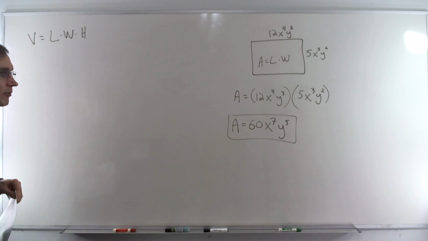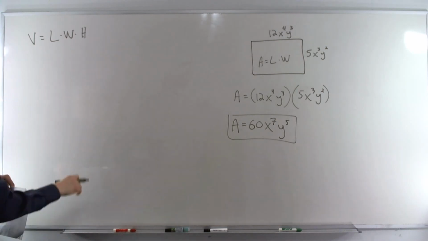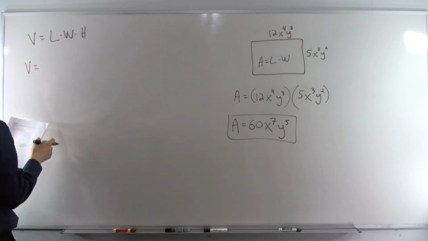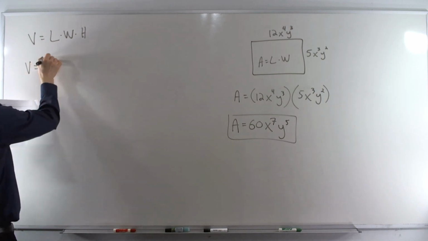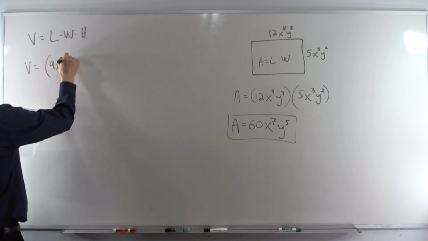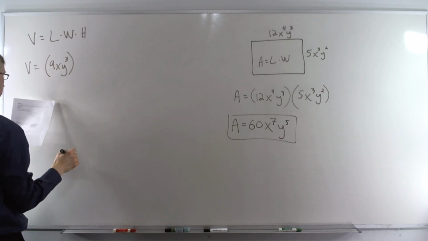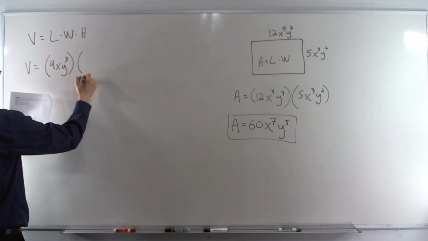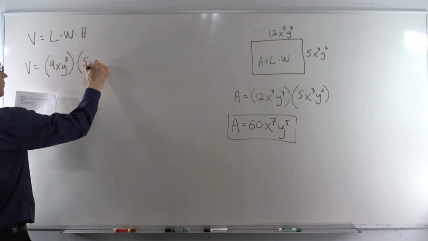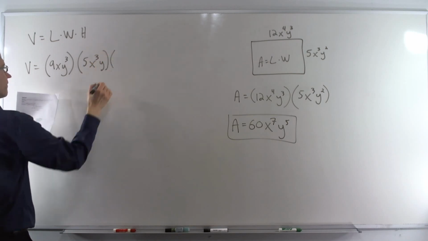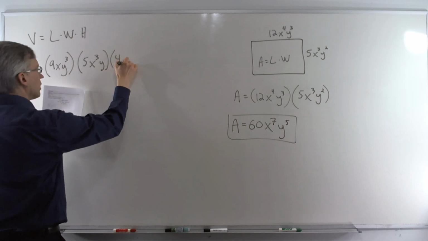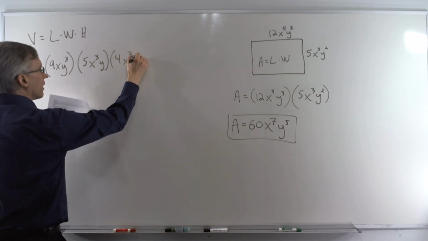We'll find the volume now. We need one more dimension. We need the height as well. So we're going to multiply length times width times height. And we have the expression for all three of those. We got 9xy to the third. Five x to the third times y, and for the height, 4x squared y to the fourth.